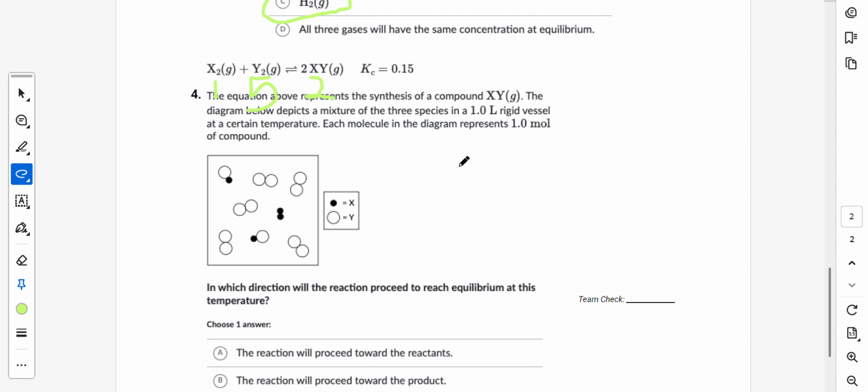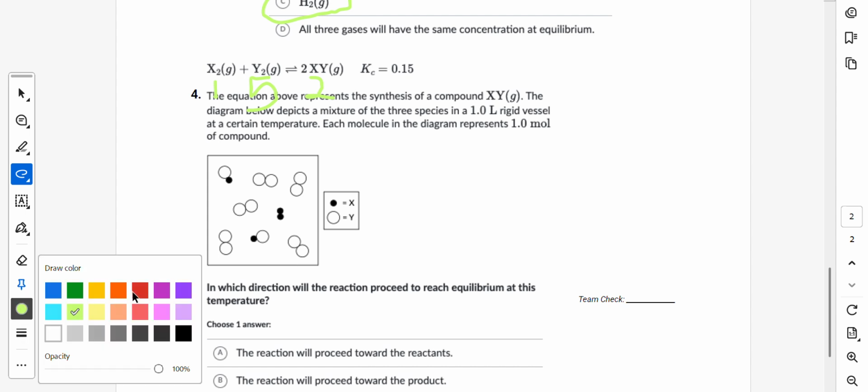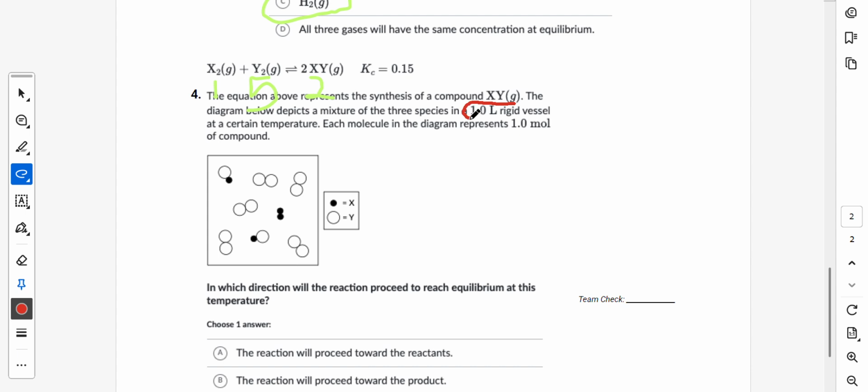Now, the nice thing is they gave this all to us. When they do this, guys, this is such a solid hint: in a 1 liter rigid vessel. If it's a 1 liter vessel, and they've given us moles like they did here, I counted them up and wrote them down. And now I can do a quick Q calculation. Because 5 divided by 1 is just 5 molar. So the concentration for this is 5. The concentration for this is 1. The concentration for this is 2. But we've got to remember that coefficient. So let's do that really quick and see where we end up.